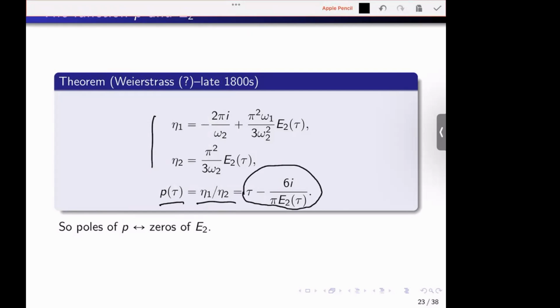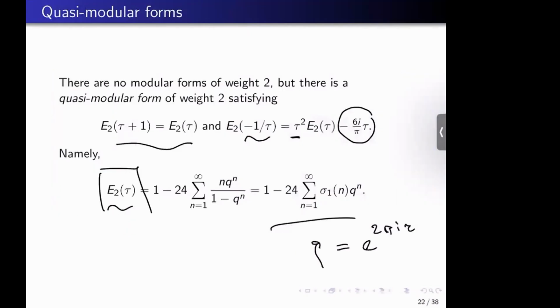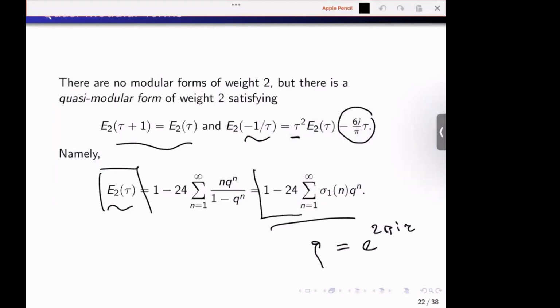So what this actually means is that if we want to study the poles of P, then all we have to do is actually study the zeros of this E2. I mean, this would be one way of doing it. This is actually, for example, how Watson found his zero. If you look at the q expansion of E2 again, so if you analyze this, then it's very easy to see that actually on the positive imaginary axis, you will have to have a zero, right?